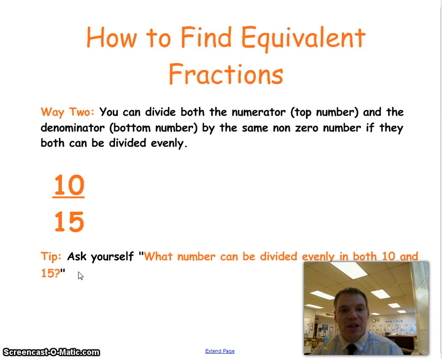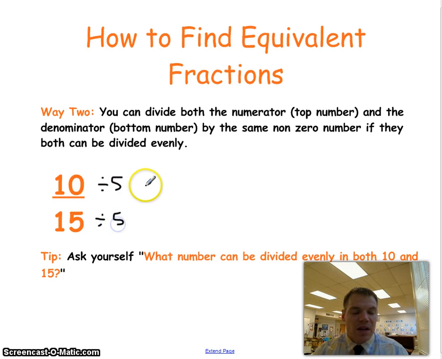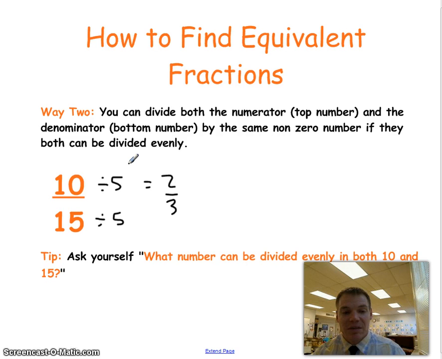All right, hopefully you paused the video and tried that. The correct answer is 5 can divide both 10 and 15. Ten divided by 5 is 2. Fifteen divided by 5 is 3. So another equivalent fraction of 10/15 is 2/3. So that's just another way. You can divide the top and the bottom by the same non-zero number if they can be divided evenly, or you can multiply the top and bottom number by the same number.